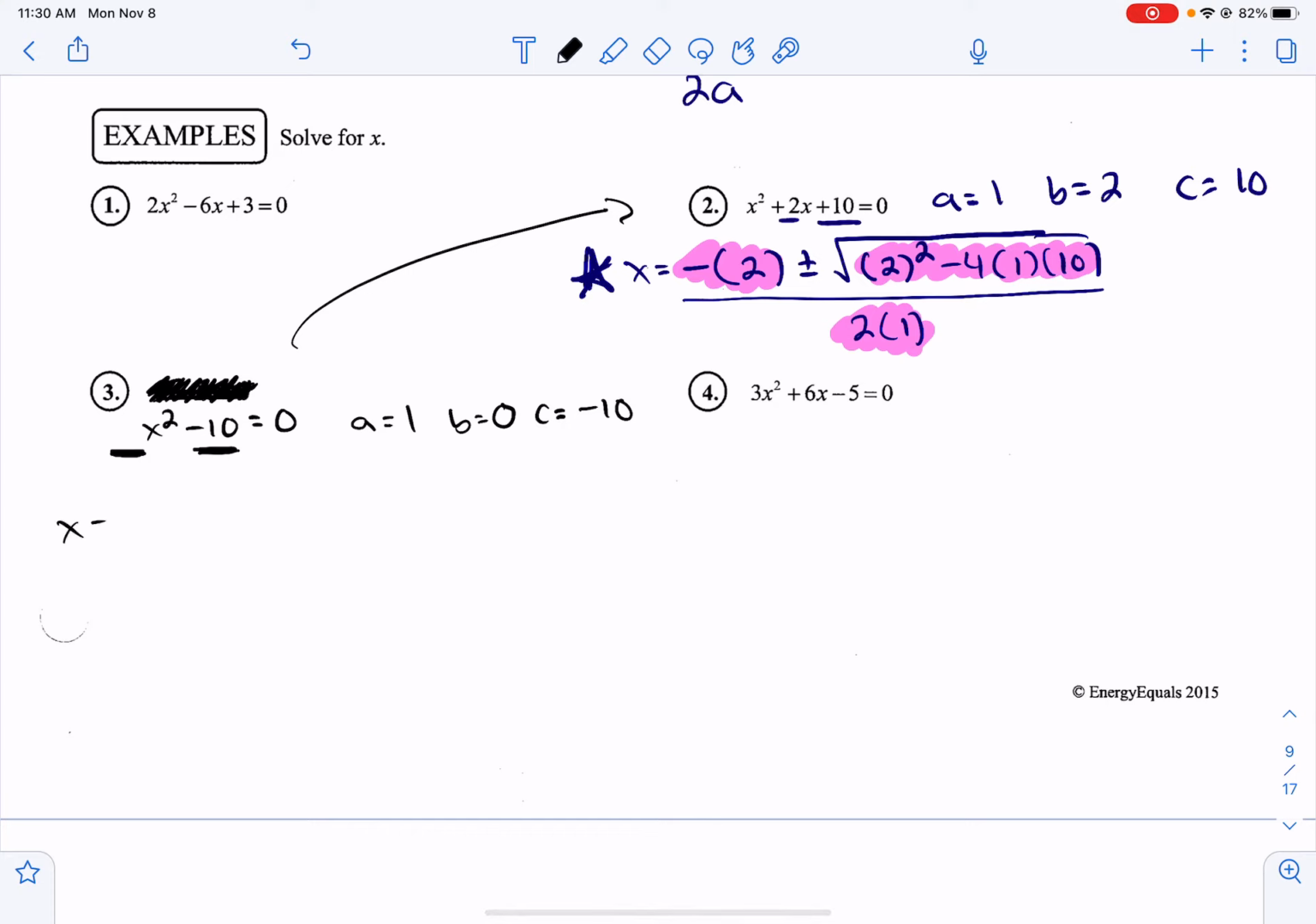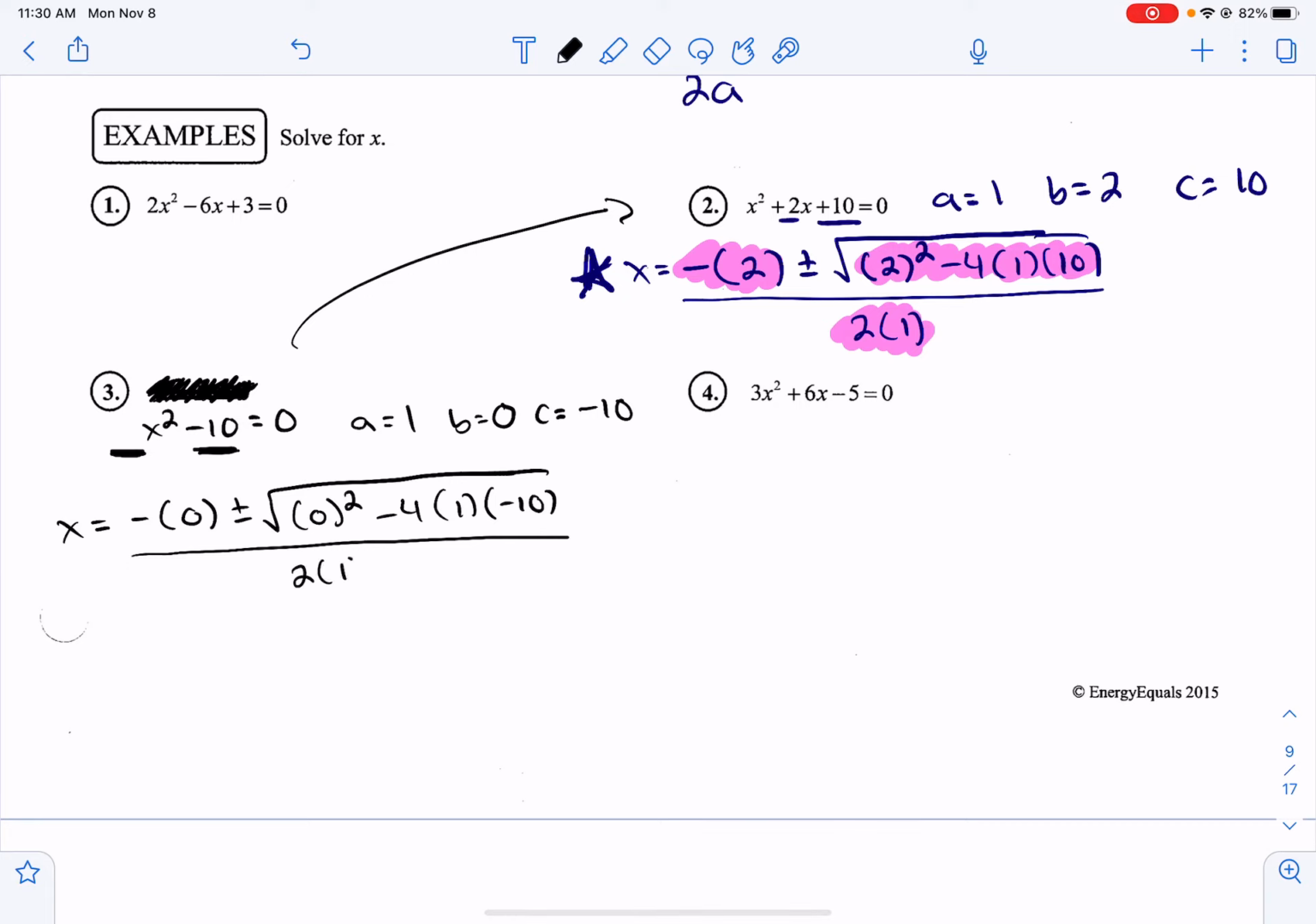So when I plug this in, x equals negative parenthesis 0 plus or minus the square root of parenthesis 0 squared minus 4 parenthesis a, which is 1, and c is -10. And all of that is being divided by 2 times a, which is 2 times 1. Now, the reason you're plugging in these parentheses is so that when you enter this into the calculator, it does the problem in the right order and you get the right answer. If you plug things in the wrong way, the calculator does the wrong math. The parentheses help you put it in the calculator the right way.